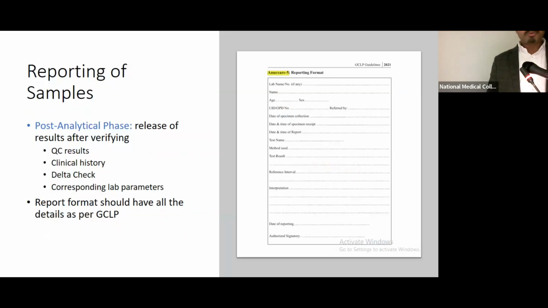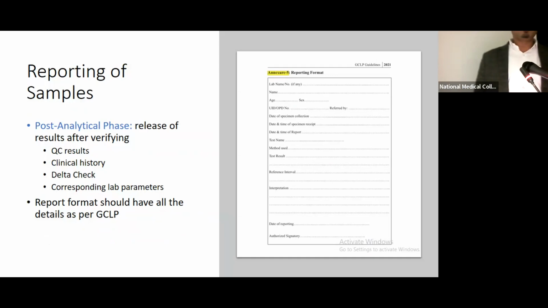And before reporting, one has to again correlate with the quality control report of that particular day, with the clinical history, the previous report, as well as the corresponding lab parameters. It so happens that the creatinine is very high and the urea is not. Maybe a clinical situation may be there, but it does not happen in every case. So you have to check whether erroneously high values of creatinine have come or erroneously low values of urea. One has to cross-check with the other parameters also.